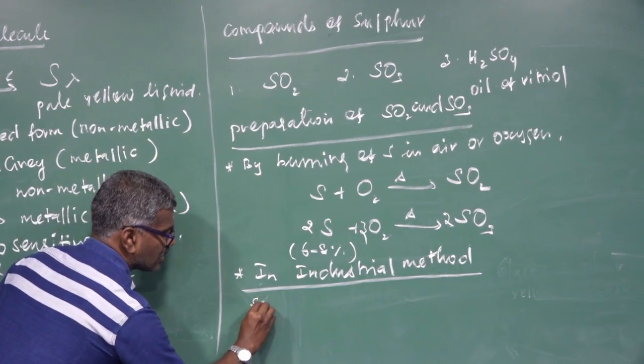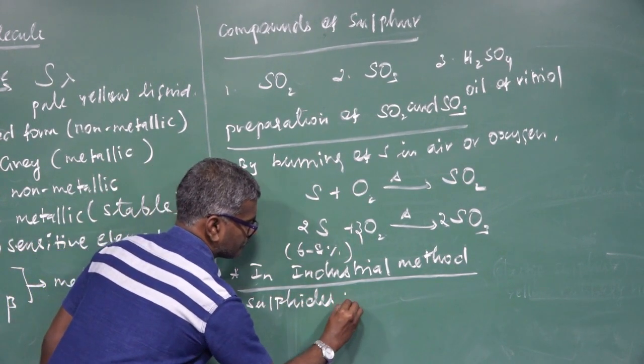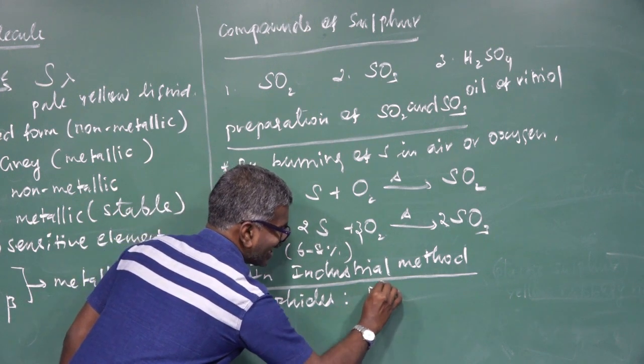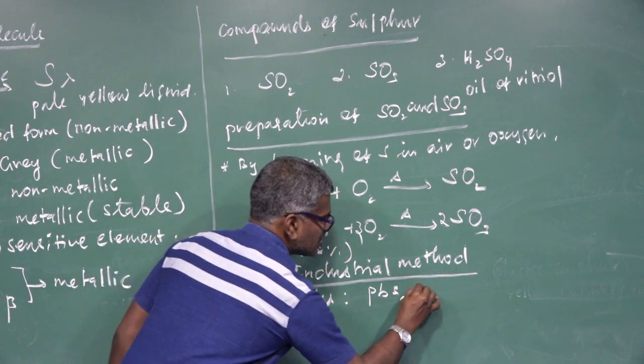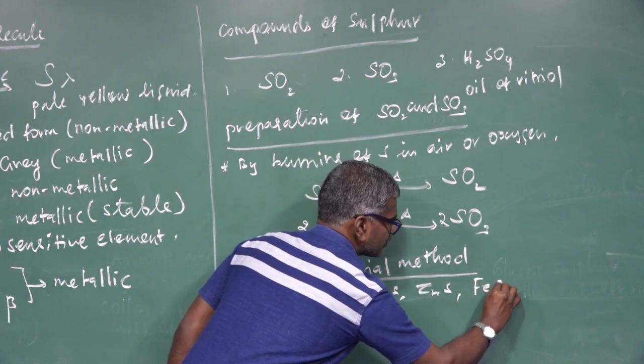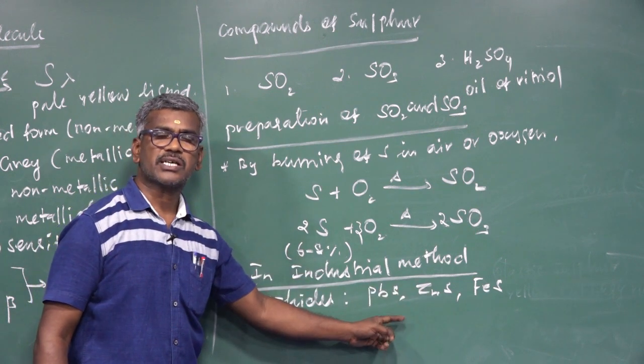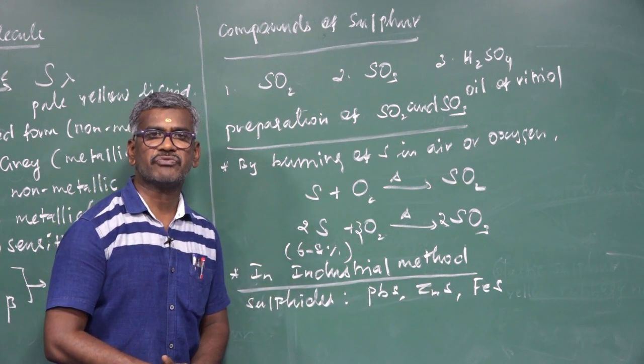First, sulfide ores. Examples are galena, zinc blende, and iron pyrite, all the ores which consist of sulfur. First, the sulfur ore is concentrated by froth flotation.